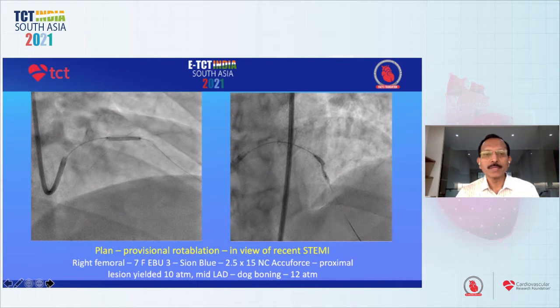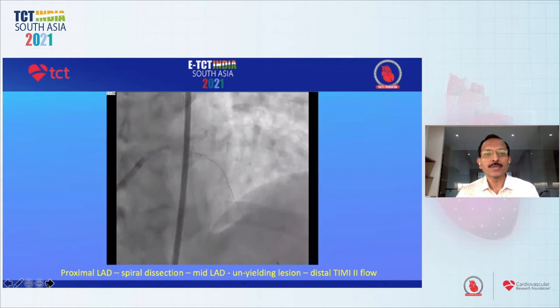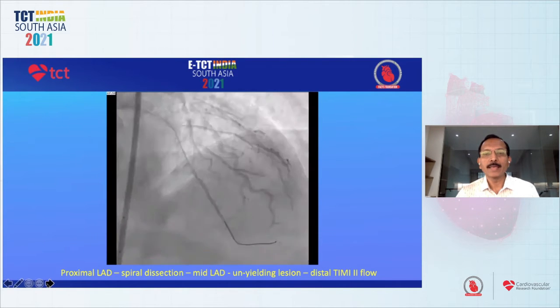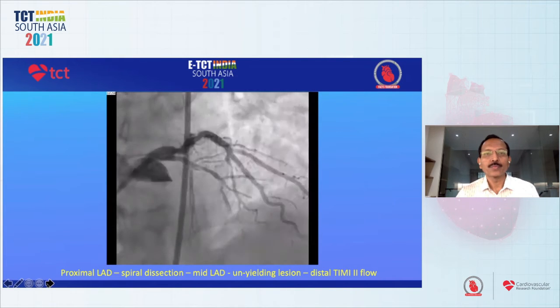The proximal lesion yielded at 10 atmospheres. However, there was a significant dog-boning effect in the mid-LAD lesion at 12 atmospheres. This was the angiogram post-balloon. It was showing proximal spiral dissection and a mid-LAD unyielding lesion, and there was distal TIMI 2 flow.